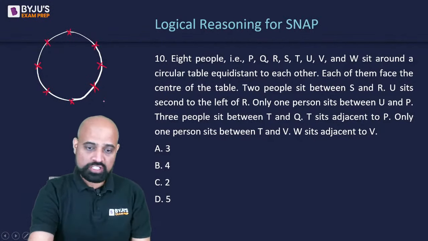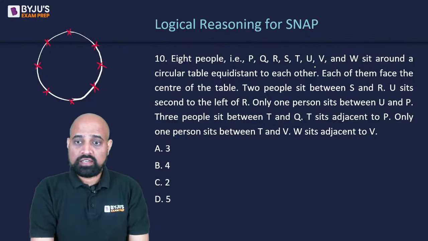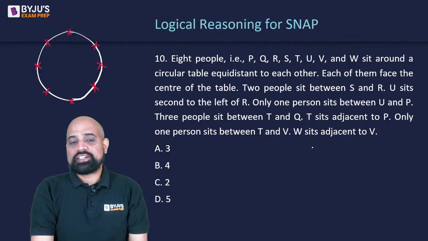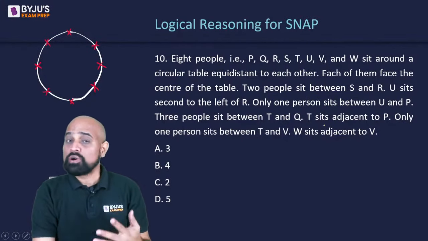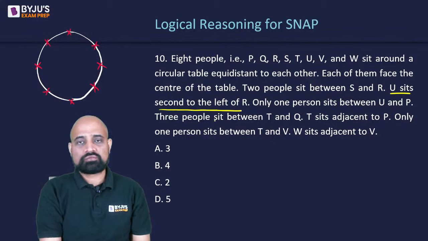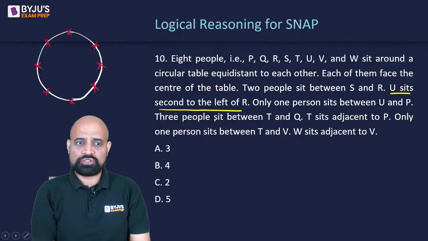So 8 positions marked. Each of them face the center of the table. 2 people sit between S and R. So where is S, where is R? Completely our choice. But do we know R is to the left of S or to the right? So this statement is not very helpful. U sits second to the left of R. Now this makes a more concrete position to start with, right?